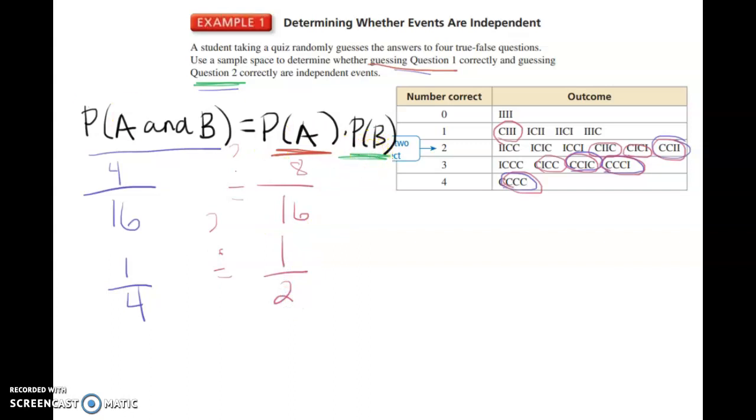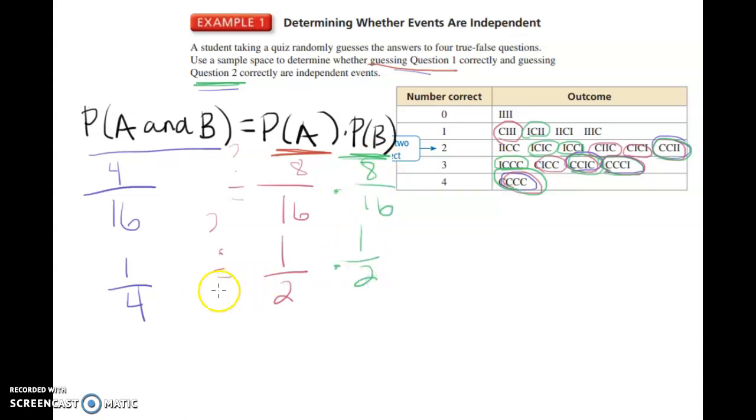Now we're going to do the same thing with B. The probability of B is getting question 2 correct. So question 2: 1, 2, 3, 4, 5, 6, 7, 8. So we get 8 out of 16. 8 out of 16 is really 1/2.